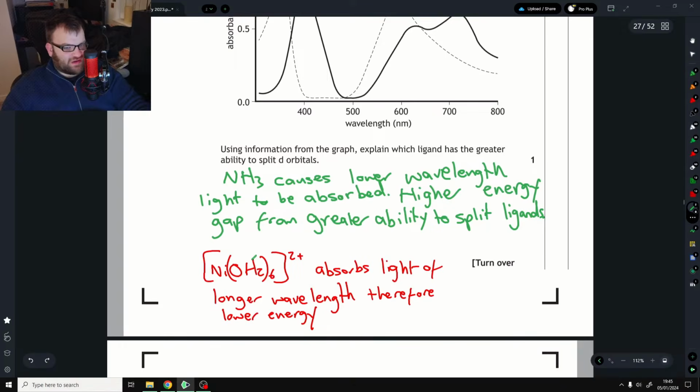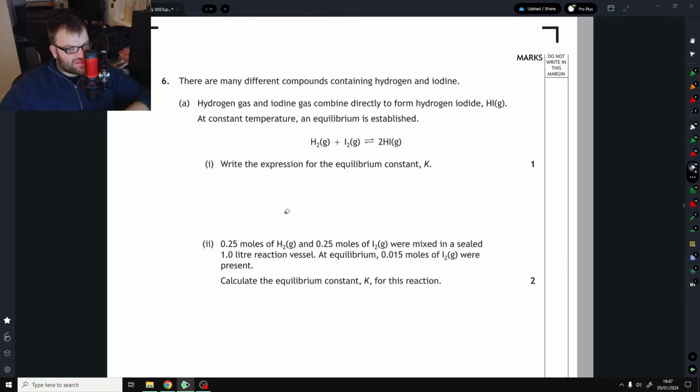If the question was the other way around, the other one, the aqua one, absorbs light of longer wavelength, therefore it's a lower energy gap. In this question, we're asked about equilibrium constant. For the equilibrium constant, we're looking at the products divided by the reactants.